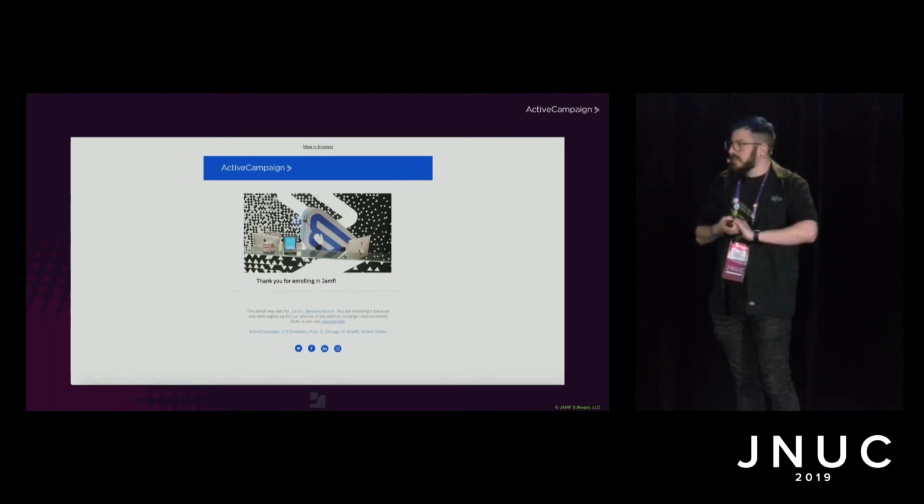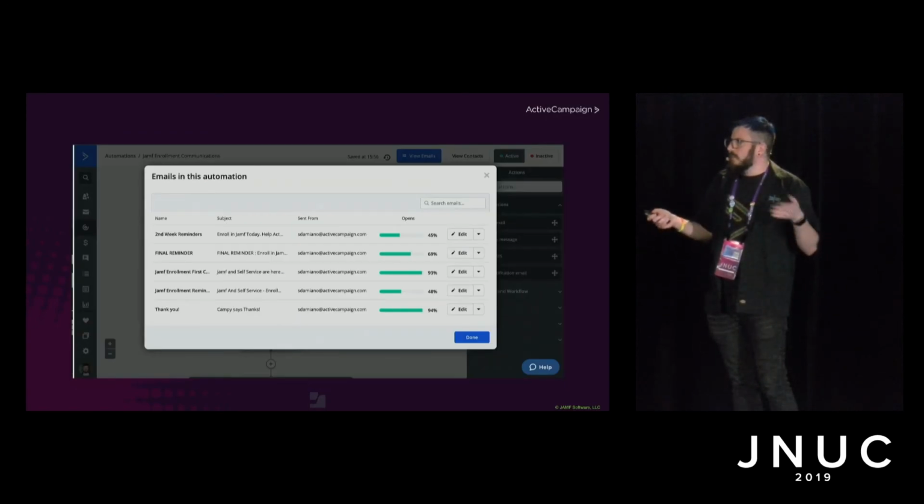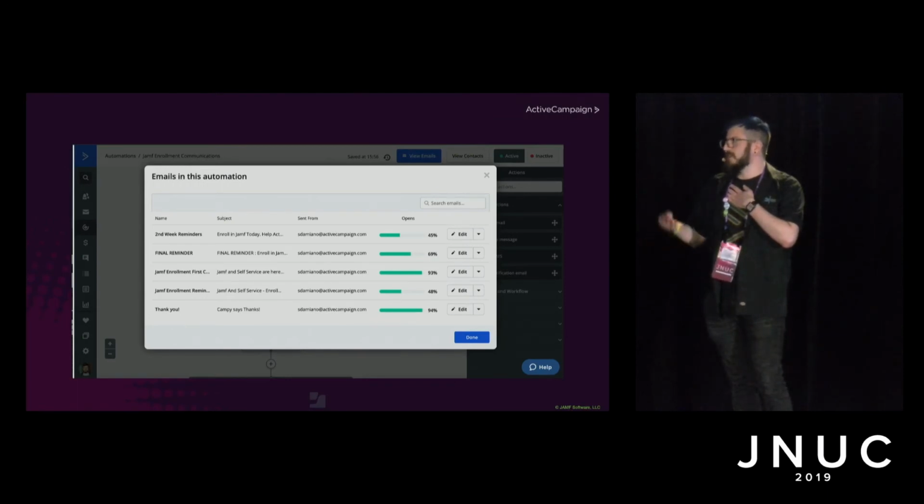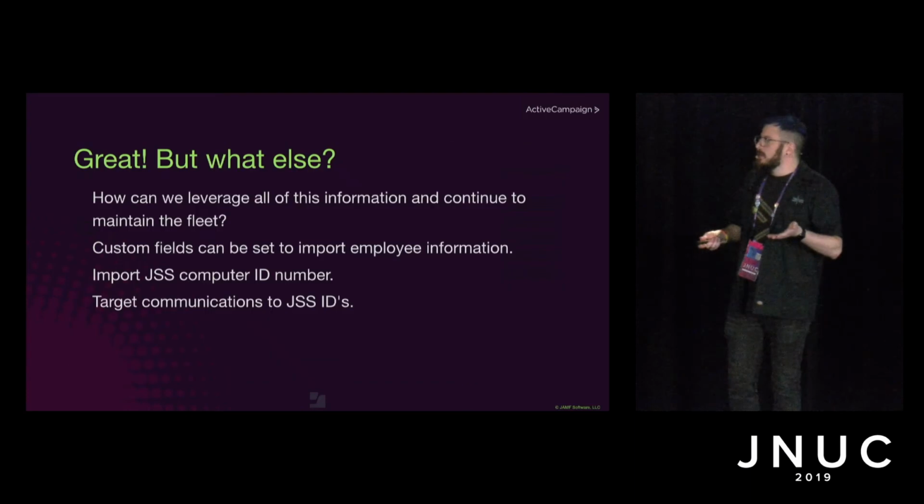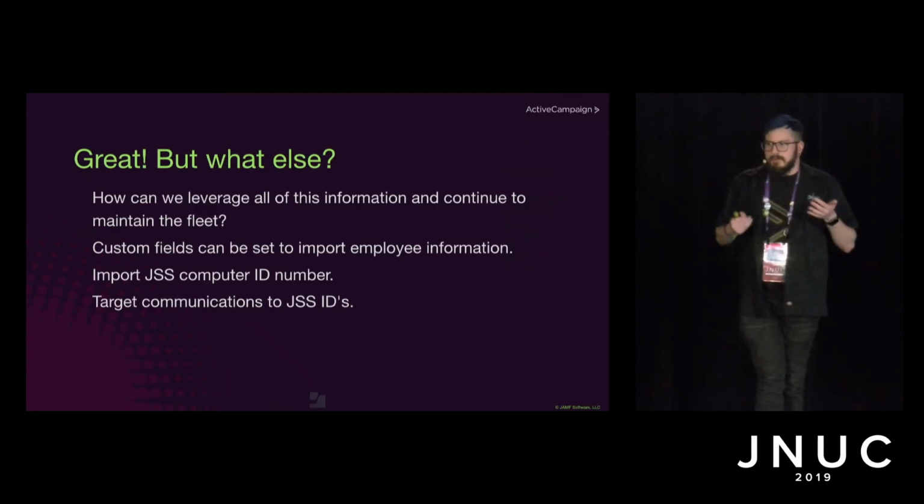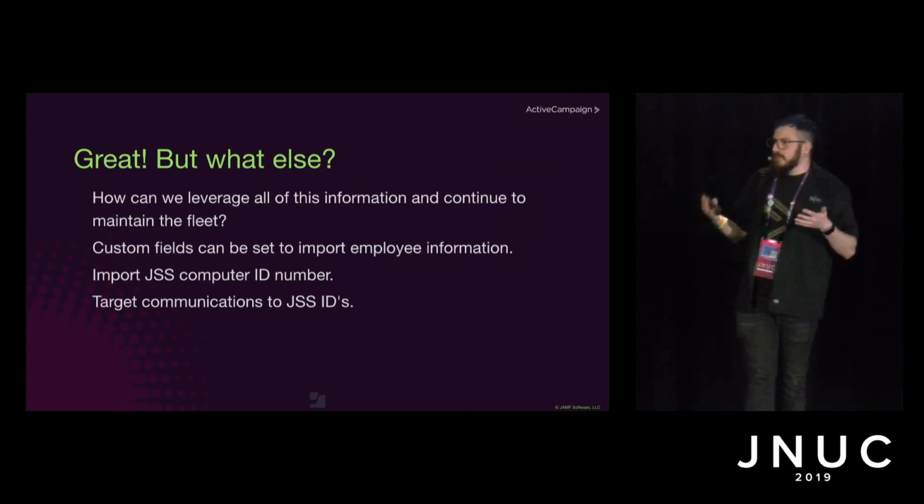I apologize that the GIF is not moving, but we had our mascot waving, saying thank you. And just as a little bit of evidence that rewarding your users does work, 94% of our users who ended up enrolling in Jamf ended up opening this email, ended up being the talk of the office. People are very excited about this. So that's great, but what else could we do?